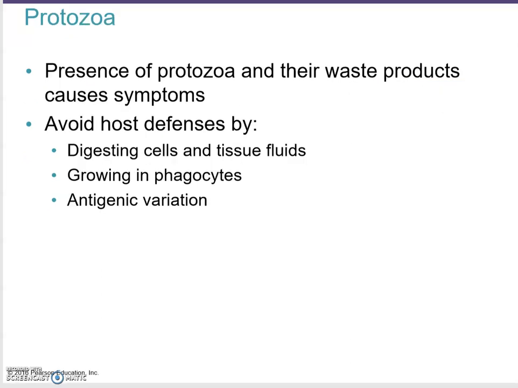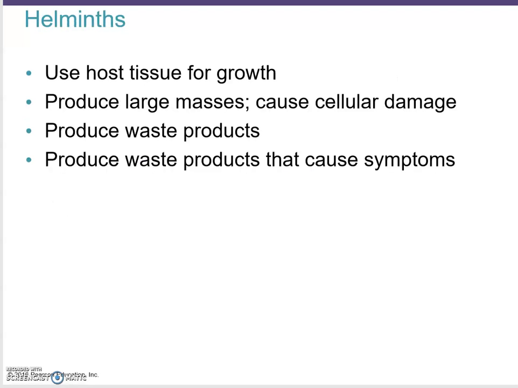Next up, protozoa. It's usually their waste products that cause symptoms. They can avoid host defenses by digesting cells and tissue fluids, growing inside of phagocytic cells, and then they can employ antigenic variation, so it means they change their surface structure to trick your immune system. Helminths, so worms that is, can cause damage to your body because they use the host tissue for their own growth. They sometimes produce very large masses and can cause thereby cellular damage. Some of them produce waste products that are not good for you and that can even cause symptoms.